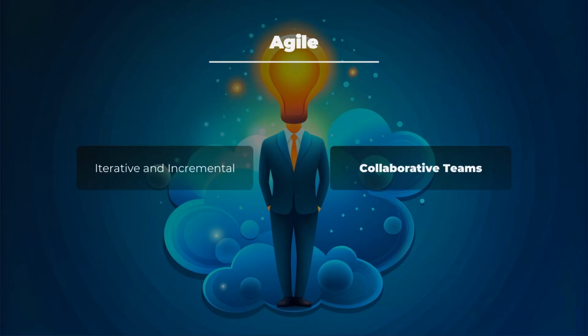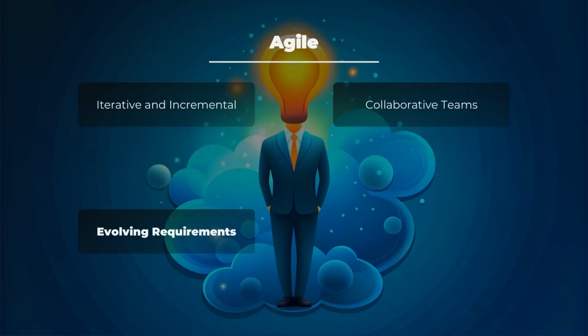Collaborative teams. Agile places a strong emphasis on collaboration in cross-functional teams. Team members with different skills work closely together throughout the development cycle. This collaboration promotes effective communication, idea sharing, and a collective sense of ownership of the project.